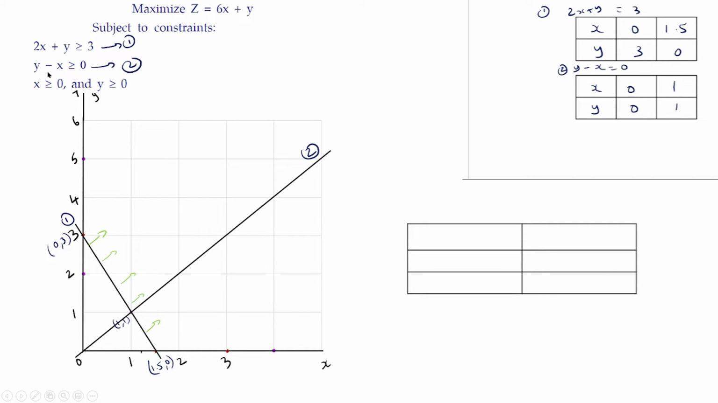And the next one is y minus x, which is greater than or equal to 0. Now let us take any point, say (0, 1), and substitute it here. This point lies in y minus x greater than or equal to 0. So the region corresponding to y minus x greater than or equal to 0 is this part.